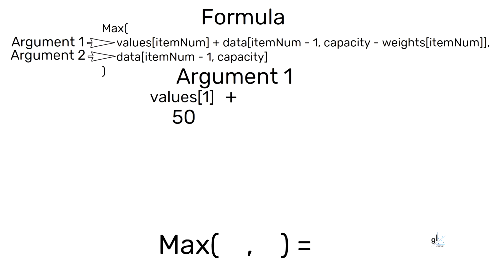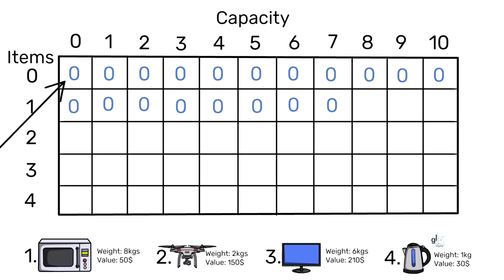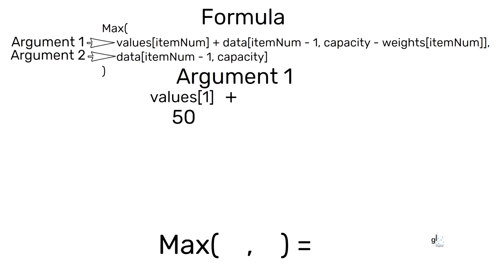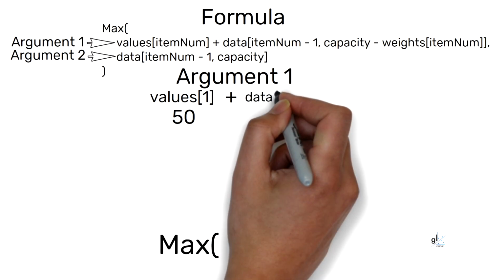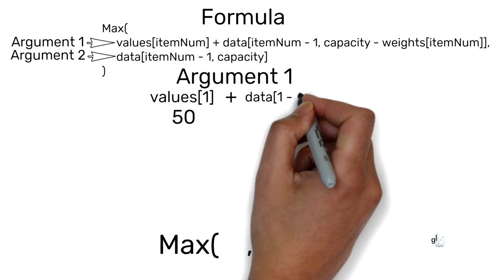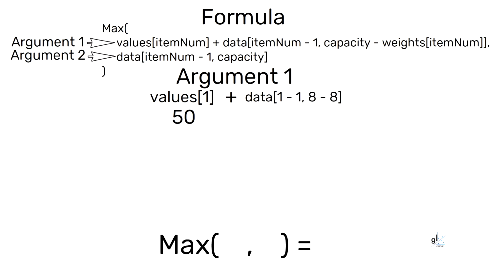Then in order to get the value for the first argument passed into the max method, we must add the value stored at this position in the data array to the value of the microwave, i.e. the currently considered item. So let's get the value stored in the data array at position 0, which is the currently considered item number 1 minus 1, comma, the current considered capacity 8 minus the weight of the currently considered item, which is also 8.